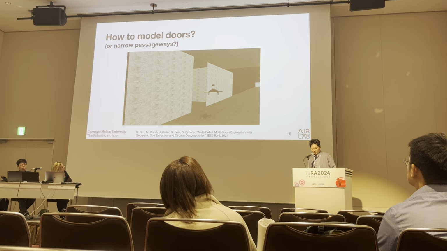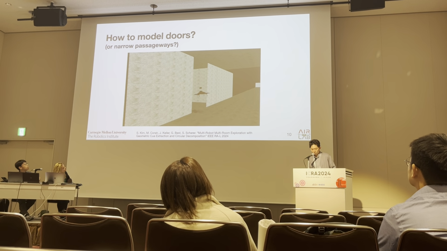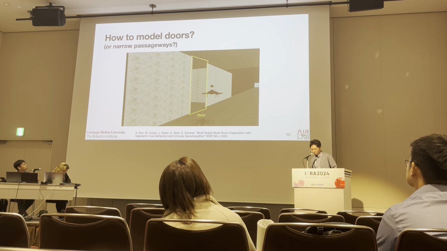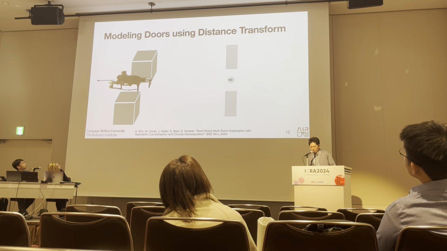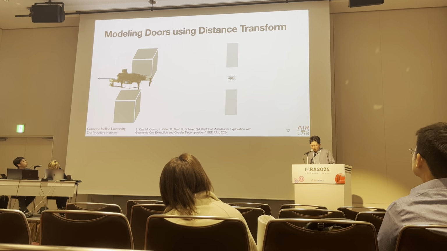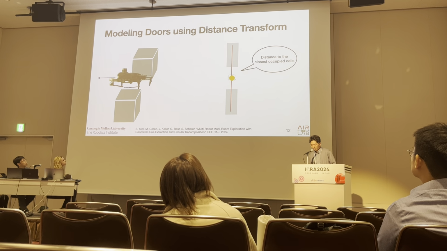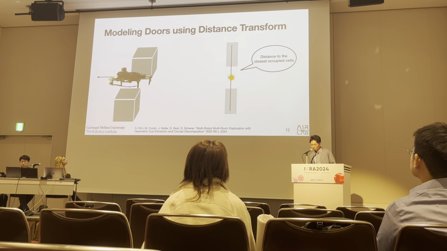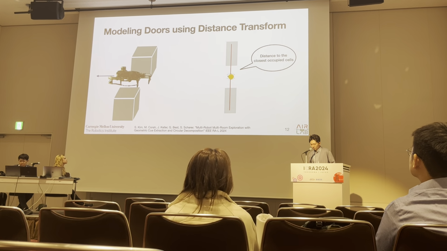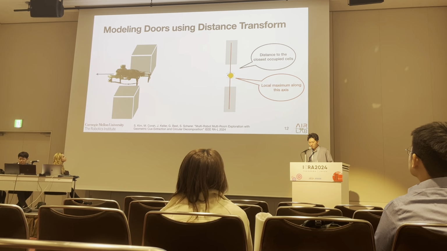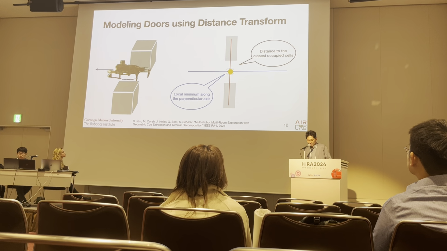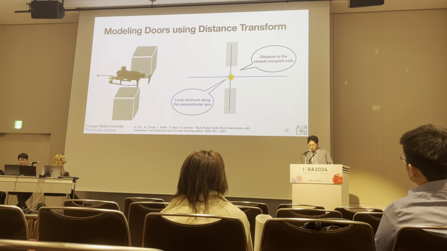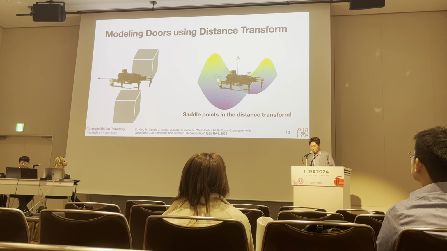The first question that we have to ask is how we can find and model the doors or narrow passageways, as you can see in this video. In order to model doors using the distance transform, we can think of this diagram from a top-down view. Let's think of the distance to the closest occupied cells, and there's a point in the middle. Now let's think of this red axis aligned with the walls. This point in the middle is the local maximum along this axis compared to other points on this red axis. However, along the perpendicular axis, it's a local minimum. Therefore, we can model this point as a saddle point in the distance transform.